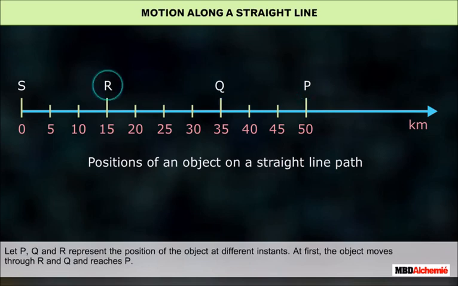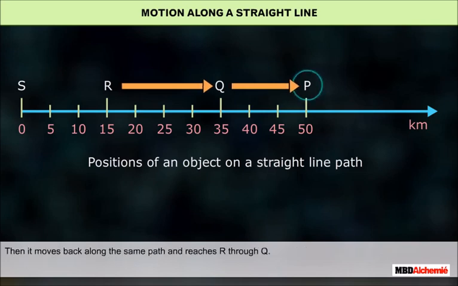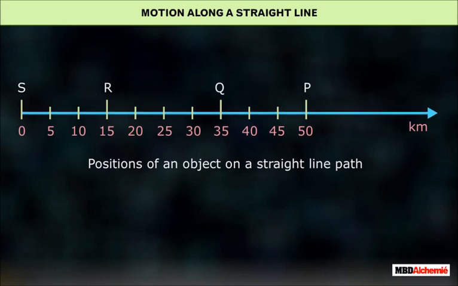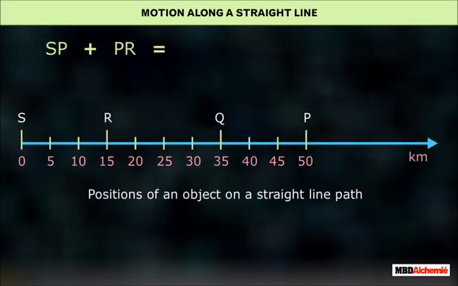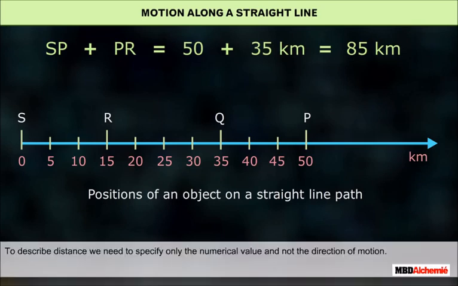Let P, Q and R represent the position of the object at different instants. At first, the object moves through R and Q and reaches P. Then it moves back along the same path and reaches R through Q. The total path length covered by the object is SP plus PR, that is 50 km plus 35 km is equal to 85 km, which is the distance covered by the object. To describe distance, we need to specify only the numerical value and not the direction of motion.